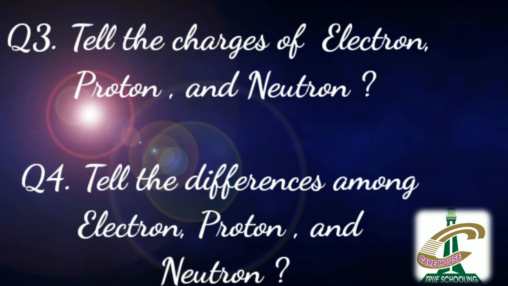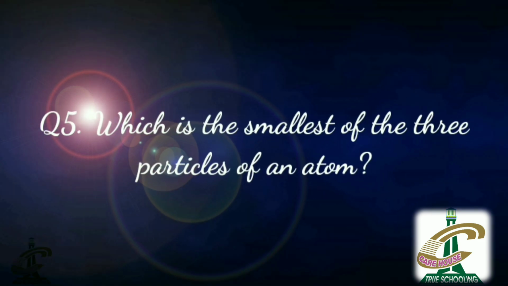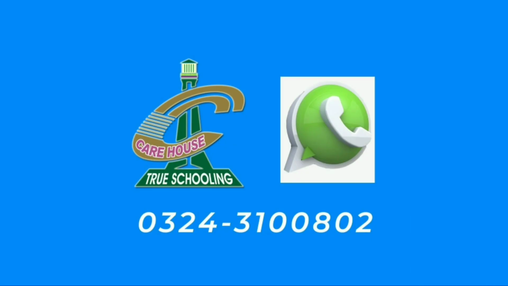Question number 4 is tell the differences among electron, proton and neutron. Now for this question, what you have to do, you will make 3 charts or 3 columns on same paper and mark with electron, proton and neutron and write down their differences. Our last question is which is the smallest of 3 particles of an atom? You have to solve these questions and send us to our school WhatsApp number.